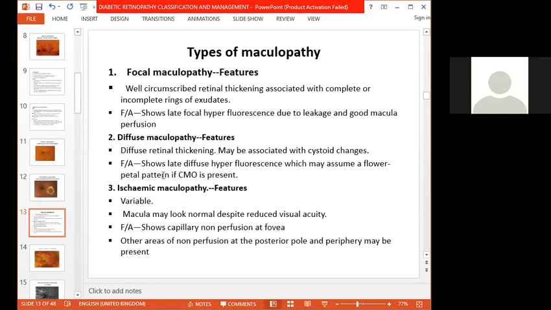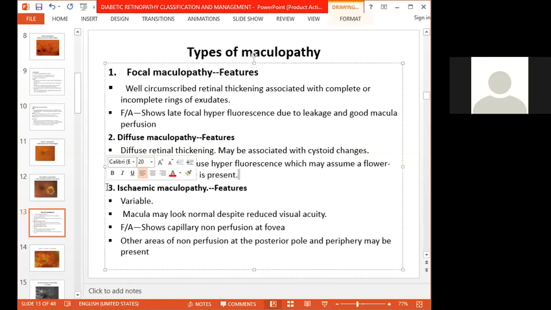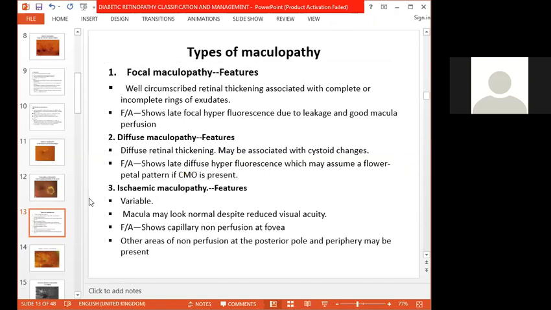Fluorescein angiography shows late diffuse hyperfluorescence, which may assume a flower petal pattern if cystoid macular edema is present. Back to the original one, you find leakage now. It forms like a flower. It's leakage. This is the next one. The next maculopathy is ischemic maculopathy, which is variable. The macula may look normal.